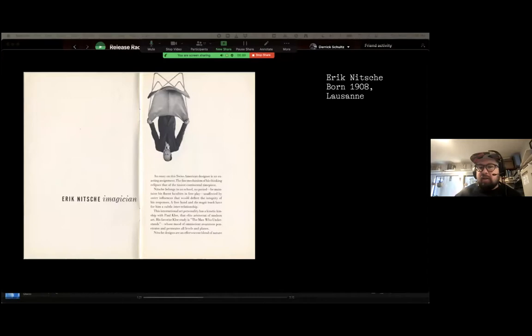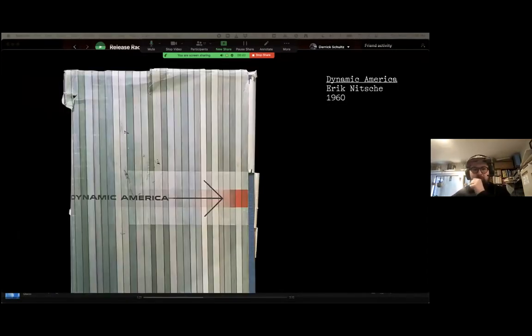And I want to talk specifically about one project, which is, in 1960, he made a book called Dynamic America. This is my copy. It's pretty beat up. And it was designed for General Dynamics, which is now a military contractor here in the U.S. And I guess at the time it was probably a military contractor as well, but it was maybe thought of a little differently.